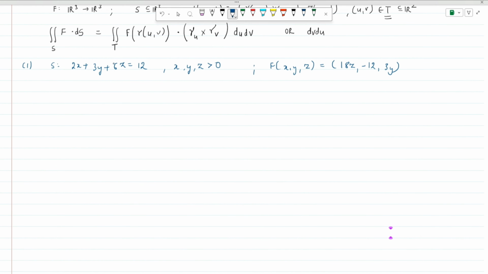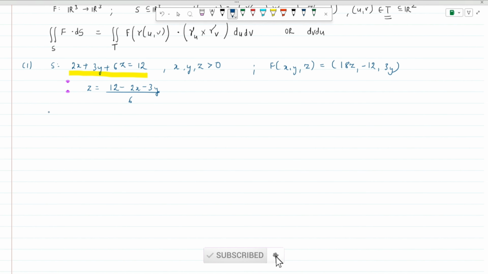So to parameterize this in vector spaces, you might have studied that this is in R3 and a plane has dimension 2. So over here I can rewrite this equation either in terms of x and y, or in terms of y and z, or in terms of x and z. Let me just rewrite this equation in terms of z. So from here I can say that z is equal to 12 minus 2x minus 3y over 6.